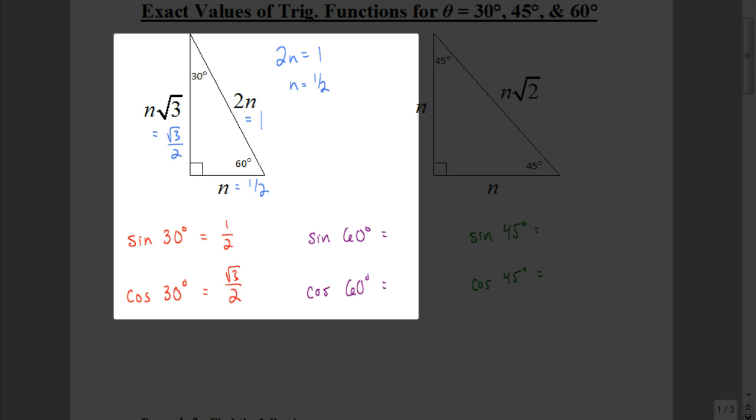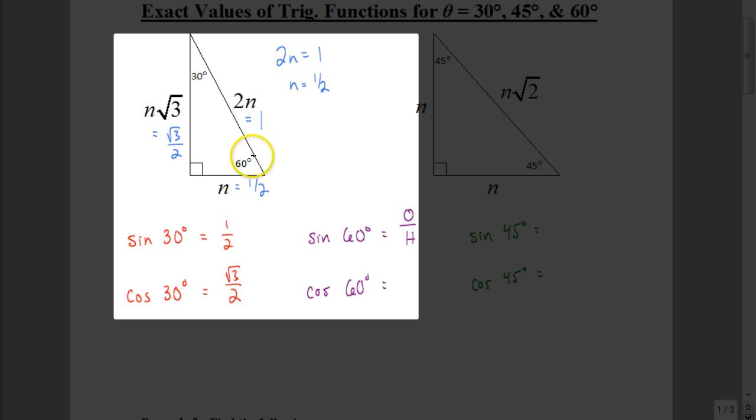So in other words, the sine of 30 degrees, the exact value is 1/2, and the cosine of 30 degrees, the exact value would be square root of 3 over 2. These are the kinds of things that you have to have memorized from the unit circle. Let's look at sine of 60 and cosine of 60. Well, remember, the sine is the opposite over the hypotenuse.